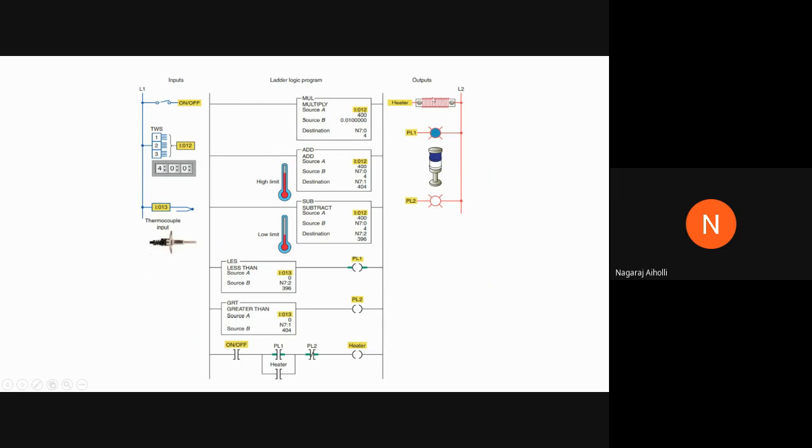Then this is how the heater will be activated: when it is the 1st, 2nd, 3rd, 4th, 6th rung, when it is activated. Okay, I hope everyone is following here, students. Yes.